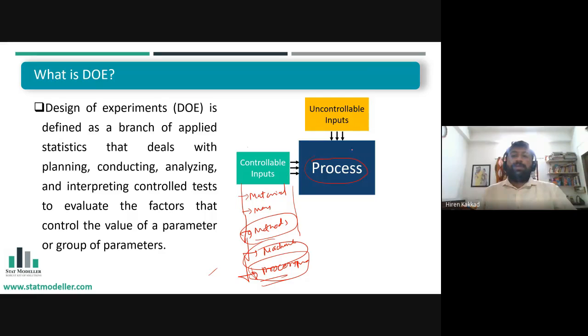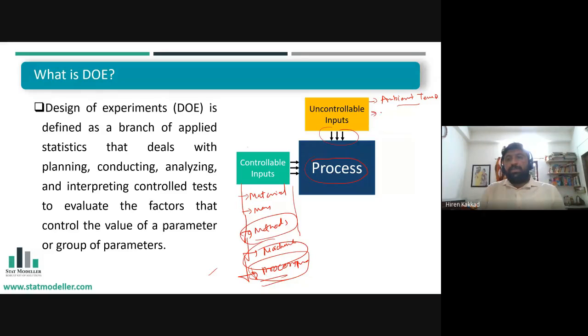There are also several uncontrollable inputs, right? What could those be? For example, ambient temperature, which is not in your control. In some cases, up to some extent, if you have the facility, like in a laboratory, they maintain the ambient temperature at some degree. But in a real life situation like the shop floor in a company, you can't control that, or you have some limitation in controlling it.